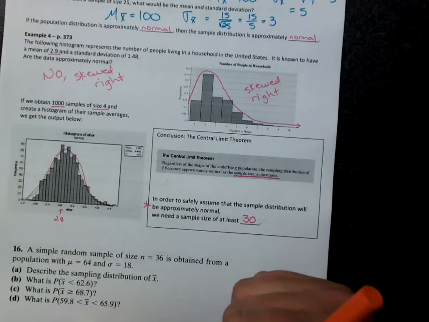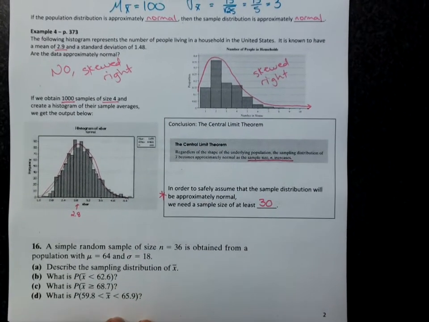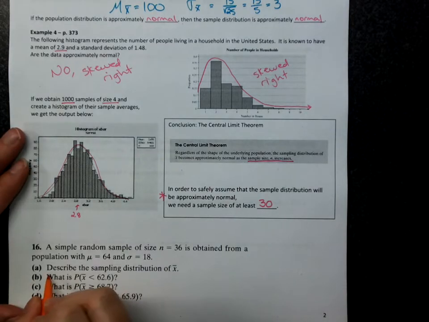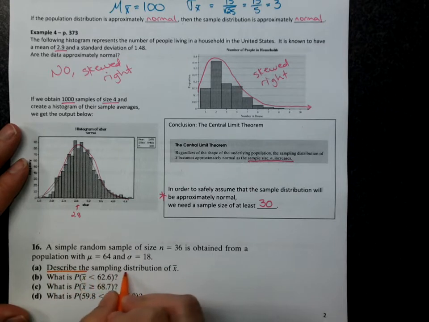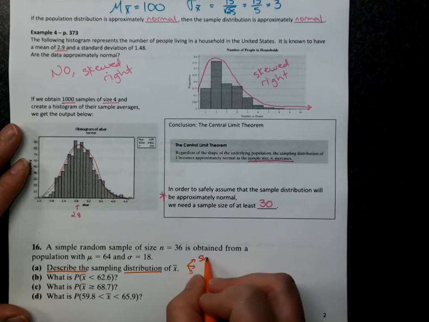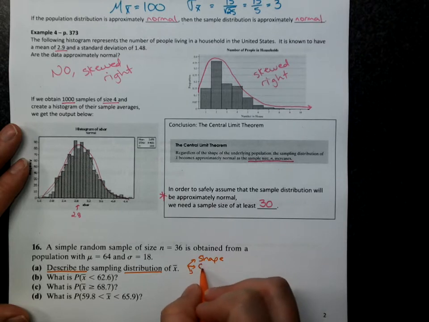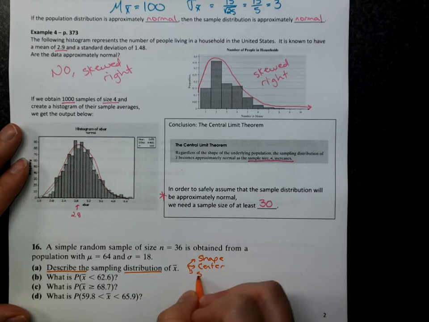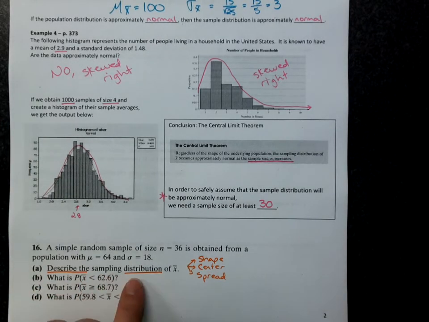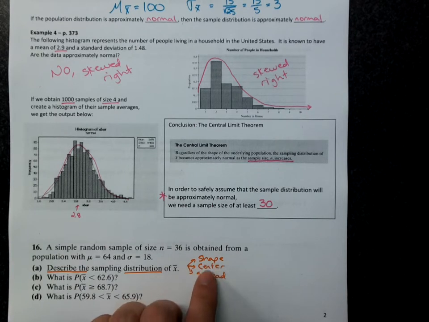Number 16 at the bottom says, a simple random sample of size 36 is obtained from a population with a mean of 64 and a standard deviation of 18. Part A says, describe the sampling distribution. When we see that phrase, there are three features we want to look at: the first one is shape, the second one is center, and the third one is spread. So anytime it says describe the sampling distribution, we want to figure out the shape, the center, and the spread.